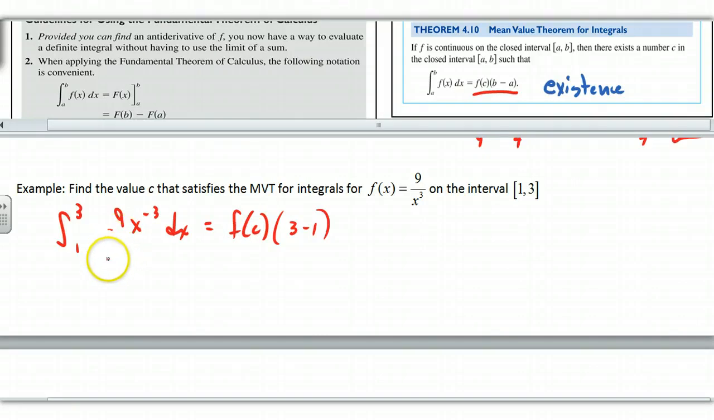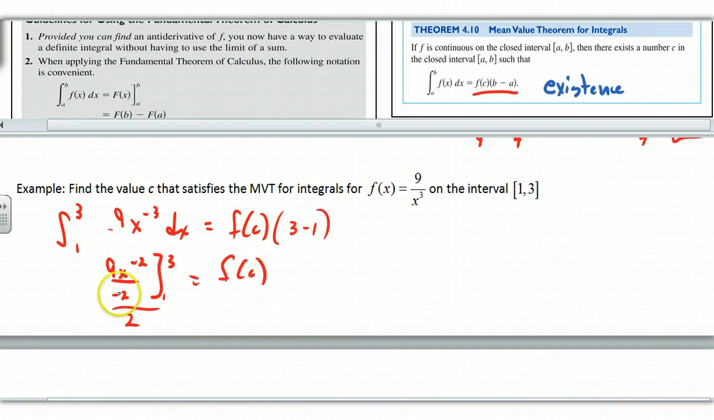So I take my antiderivative here, this would be to the 1 higher power, so it would be x to the negative 2 divided by negative 2, evaluated from 1 to 3, and that's going to be equal to f of c times this. So I want to solve for f of c, so really I'm finding the average value anyway, which is my f of c. Now if I go ahead and evaluate this numerator right here, I'm going to get 4. I'm going to let you go ahead and try that. And then I still have this 2, so f of c is going to be equal to 2. Now that's not my final answer.